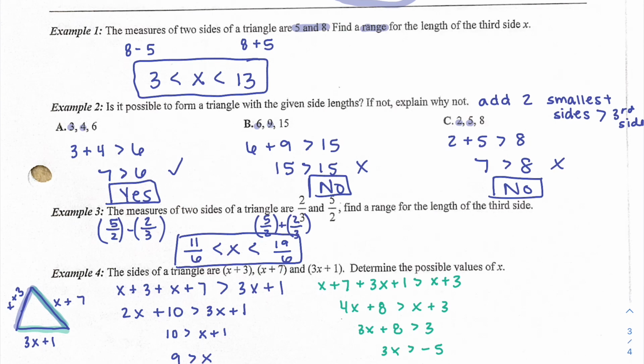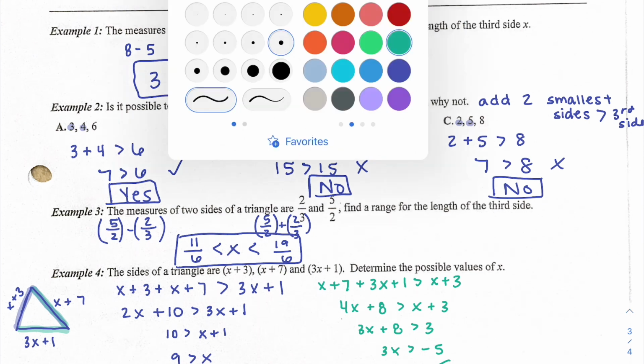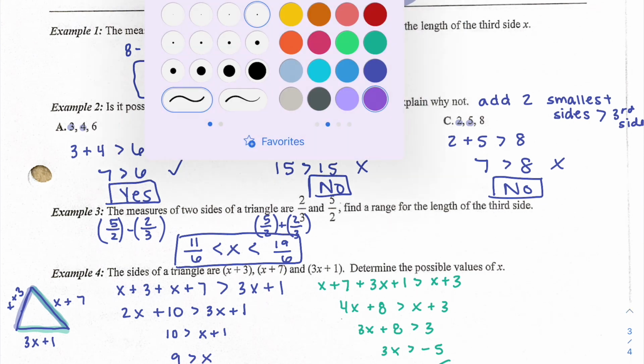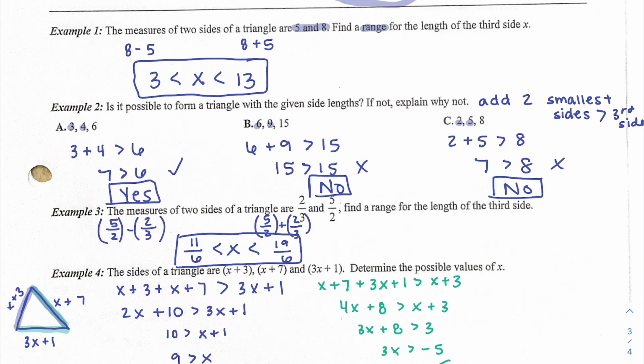Now let's think here real quick. Can x be a negative number there? Do we want to have negative side values? Not really, so we're going to cross this out. It's not going to be part of our range there.